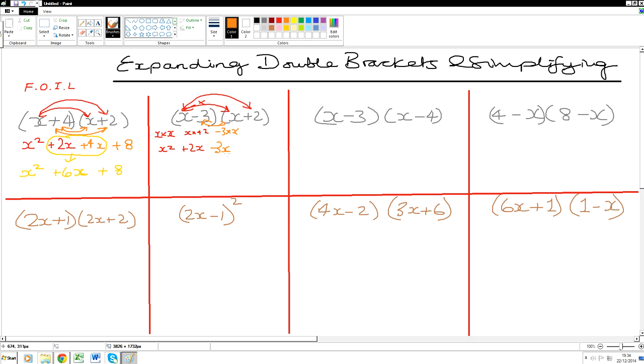We have minus 3 times x is minus 3x. And then minus 3 times plus 2 is minus 6. And what do we do next? We simplify the x terms because they're the only terms that simplify. The numerical terms stay on their own and the x squared terms stay on their own. We copy them down first of all. And 2x minus 3x will give us minus x. If you have 2 and you owe 3, then you are left owing 1.